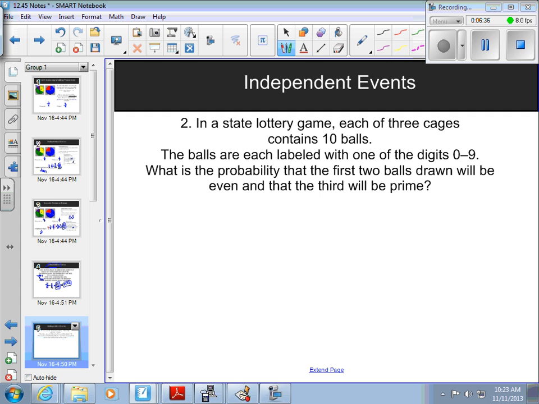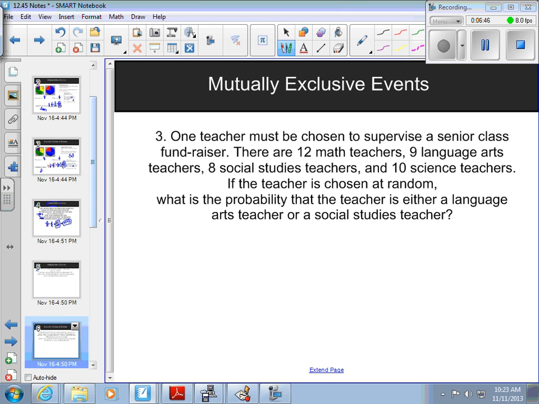All right, and number 2. Why don't you try this one out for tomorrow? See if you can come up with the answer for number 2 with the state lottery game here. All right, let's take a look at number 3.